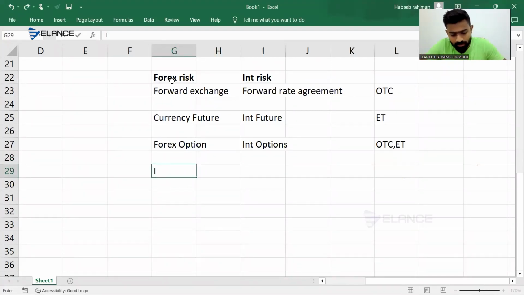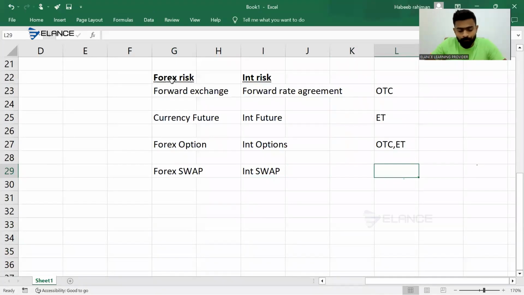And another one, interest swap. Sorry, interest swap will be here, and here it will be forex swap. These are over the counter. These are the external hedging methods we will follow for interest risk.